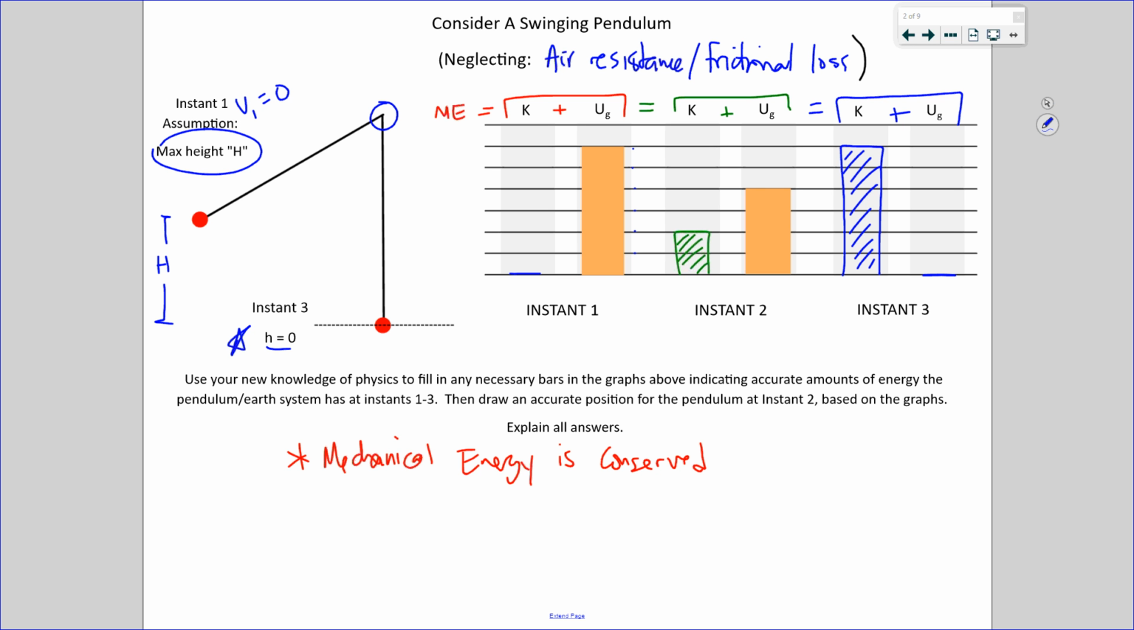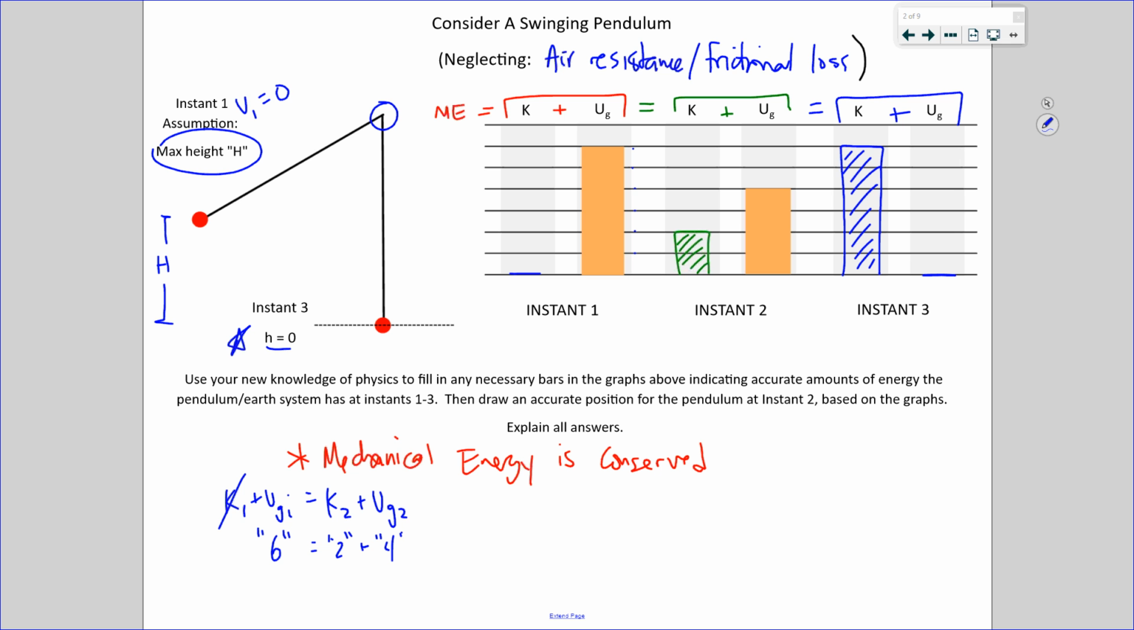So to explain my answers, we can literally say, well, K1 plus UG1 is K2 plus UG2, right? And then if we say, well, this was 0, and this is, quote, 6, and this is, quote, 4, and this must be, quote, 2, and we're not using units here, but we're using concepts.